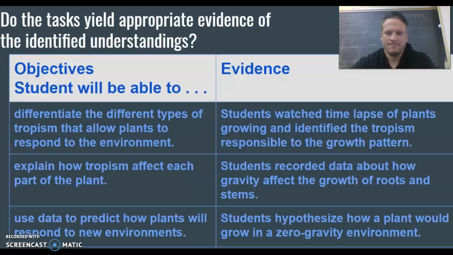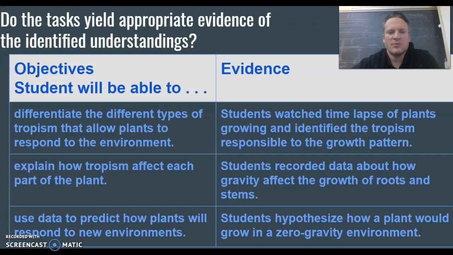Teaching unit. So I chose to do my unit on plant tropisms. This unit was taught to a group of high school students enrolled in an electives botany class. Tropisms are basically how plants respond to their environment by growing towards or away from certain stimuli. So throughout this unit, we had three objectives.